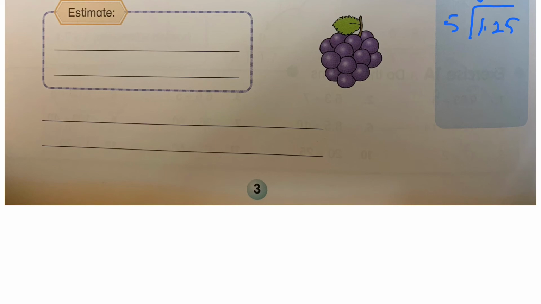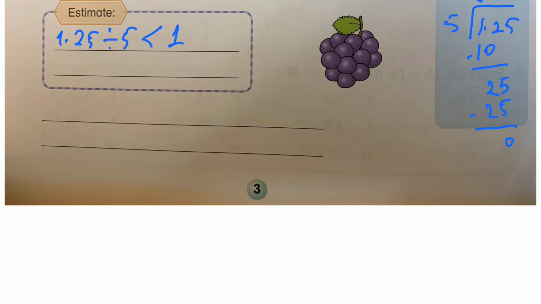Inside 12, how many 5 are there? 2. 2 times 5 is 10, and 2 remains. So inside 2 there's no 5 again, and we put 5 here. Inside 25, 5 fives, result 0.25. And we need to divide 1.25 by 5, which is smaller than 1.